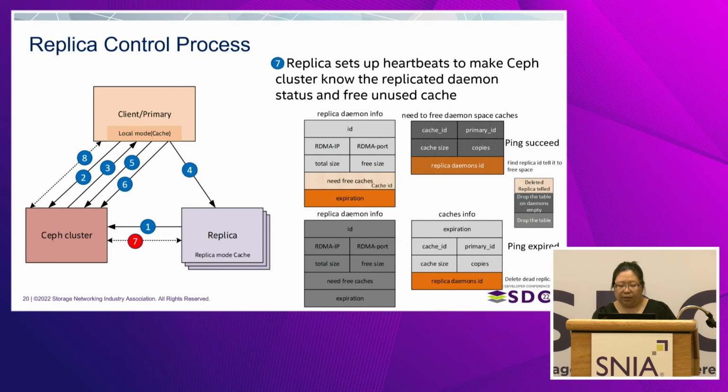So if the replica heartbeat fails, there is a failure, the Ceph cluster will drop the replica daemon information and search the cache info, find this replica daemon ID, then delete it. It means that this replica copy doesn't work.